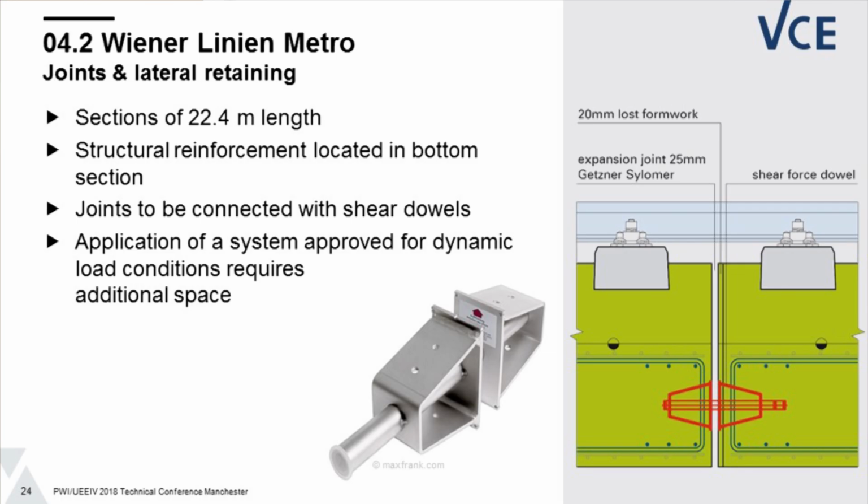Now, this is, for example, this joint, because due to constructability reasons, we built sections of 22.4 meters within the Vienna network. You see that all the structural reinforcement is located in this lower part. There is a second concrete pouring stage where we do not have any reinforcement, and we are now connecting these sections of 22.4 meters with this shear dowel, which is much bigger than the static dowel that we used before. It's this system, but it was the only system that was approved for dynamic load conditions.